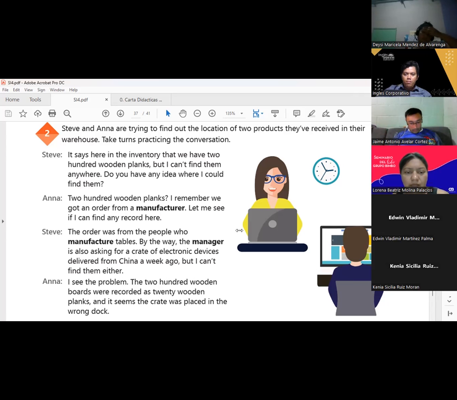Okay, it says here in the inventory that we have 200 wooden planks, but I can't find them anywhere. Do you have any idea where I could find them? 200 wooden planks? I remember we got an order from a manufacturer. Let me see if I can find any report here. The order was from the people who make manufactured tables. By the way, the manager is also asking for a crate of electronic devices delivered from China a week ago, but I can't find them either. I see the problem. The 200 wooden boards were recorded as 20 wooden planks, and it seems the crate was placed in the wrong dock.